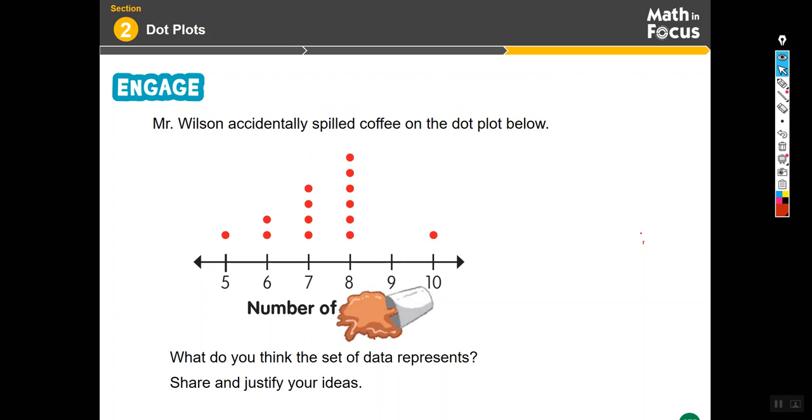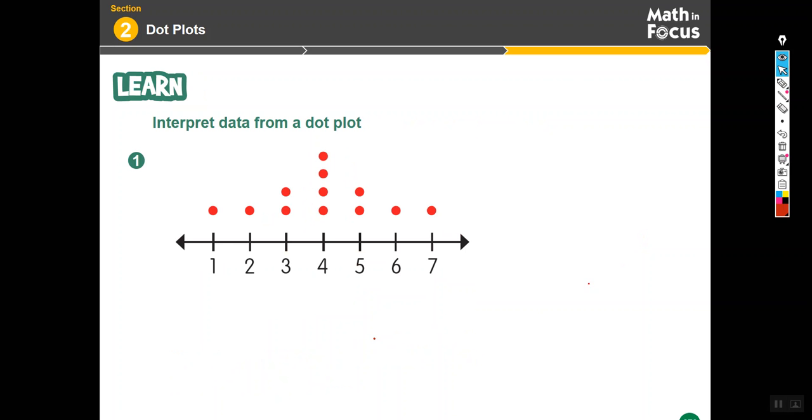All right, next slide. Okay, so let's interpret data from a dot plot. Here, some things we've already discussed. The range, okay? It ranges from 1 to 7. So we talked about how you subtract, you find the difference between those two. So that means you would have a range in this of 6, right? Goes from 1 to 7.